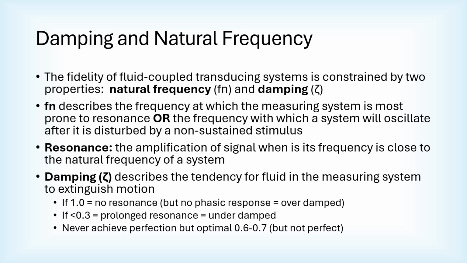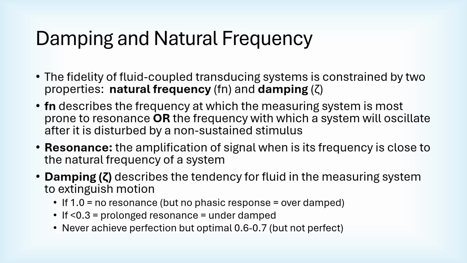Natural frequency describes the frequency at which the measuring system is most prone to resonance. In other words, it is the frequency with which a system will oscillate after it is disturbed by a non-sustained stimulus. Resonance is the amplification of a signal when its frequency is close to the natural frequency of a system.